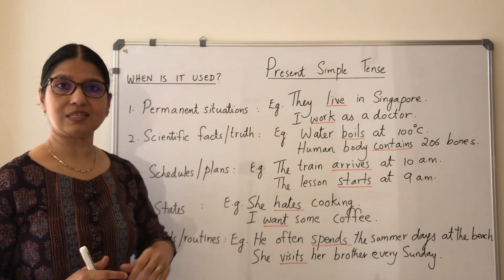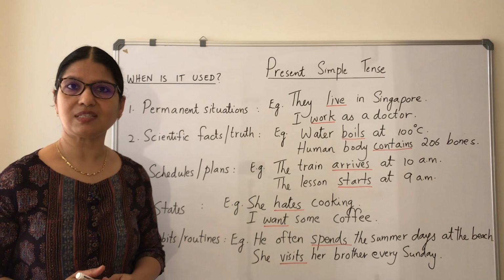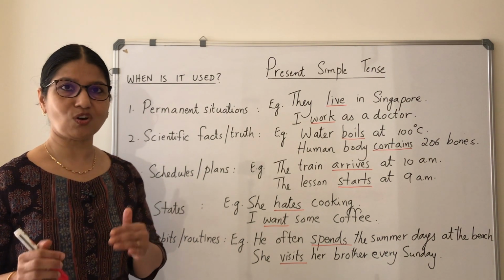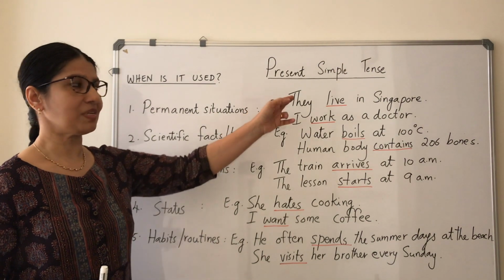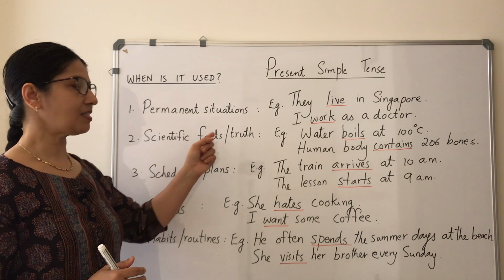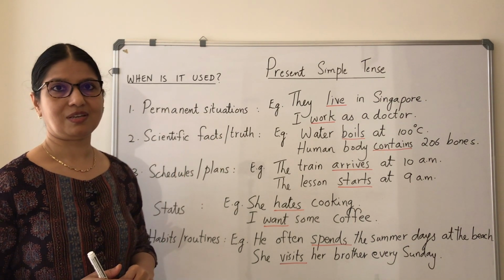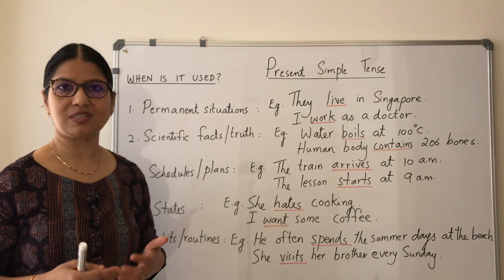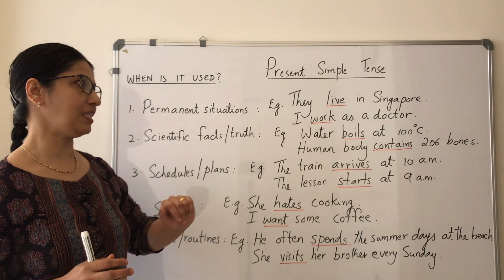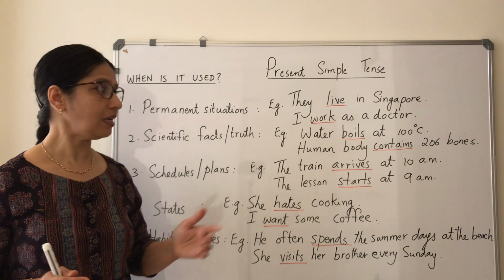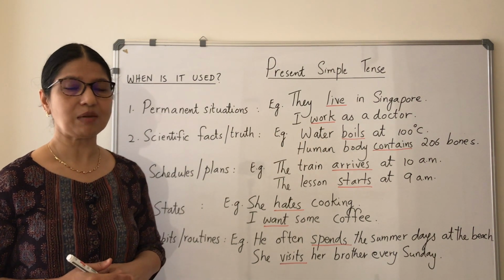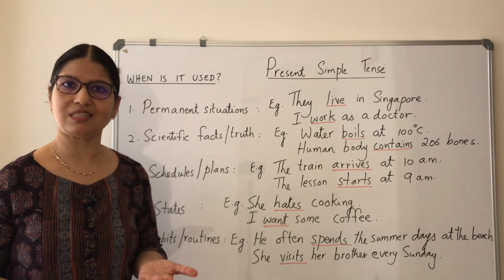I work as a doctor. Somebody doesn't work as a doctor for a few days or a few weeks. So when you talk about a job, we use present simple tense. Number 2, scientific facts or truth. When we are describing something which is true scientifically, we have to use present simple tense. For example, when I say water boils at 100 degrees Celsius, I'm talking about something which I cannot change.